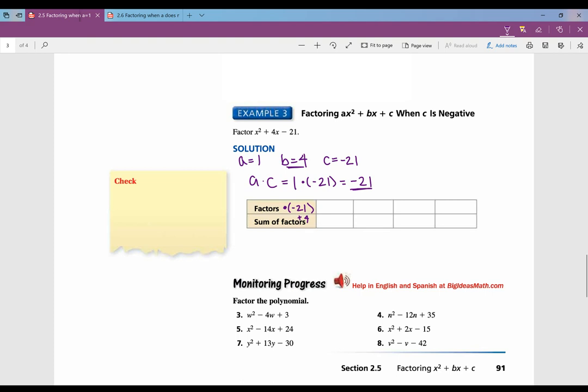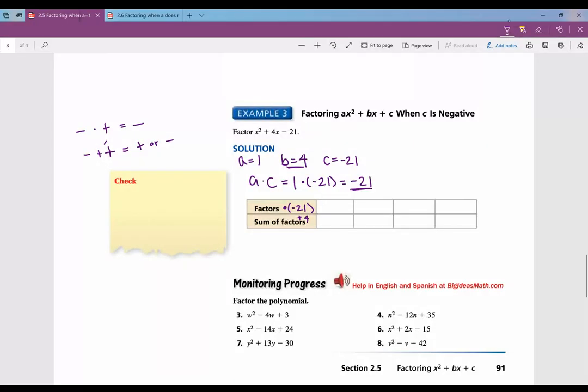So if we need two numbers that are going to multiply to be a negative number and then add up to be a positive, that means we need to do a negative times a positive, because that will give us our negative number. And then a negative plus a positive will be either positive or negative depending on which one's bigger. And so if we have a bigger positive number, then we'll know that we're going to get our positive answer.